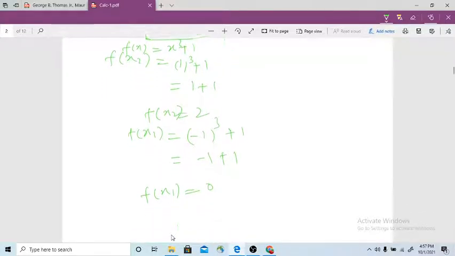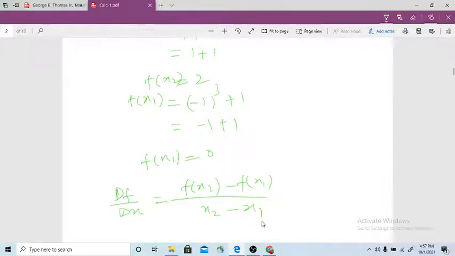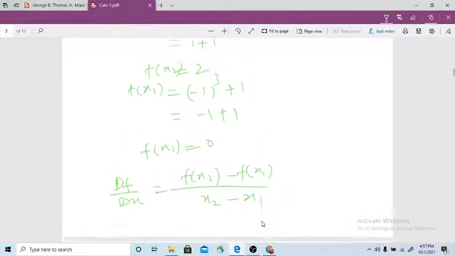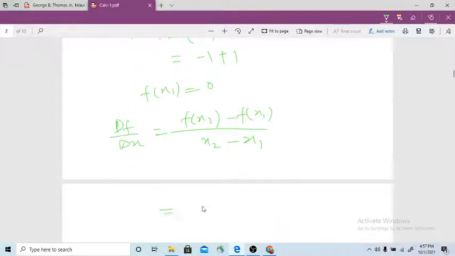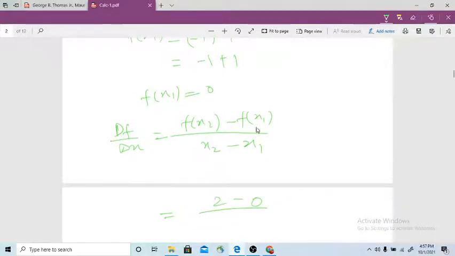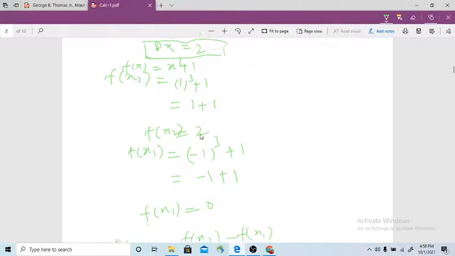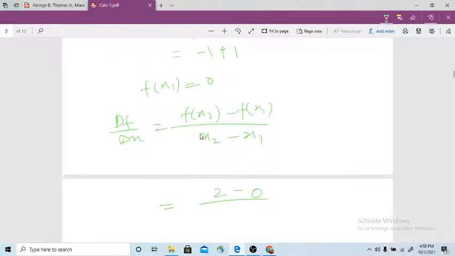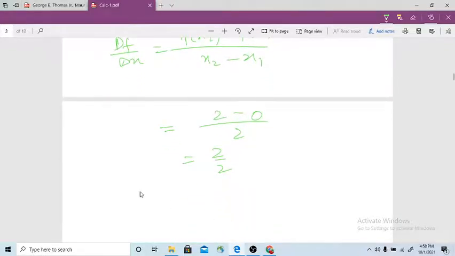So put these values in the equation. The equation is delta f over delta x, where delta f is f of x2 minus f of x1, divided by x2 minus x1. f of x2 was 2, so it will be 2 minus 0, because f of x1 is equal to 0. x2 minus x1 is delta x, which we have already found, and it is 2, so divided by 2. Two over 2 is equal to 1.